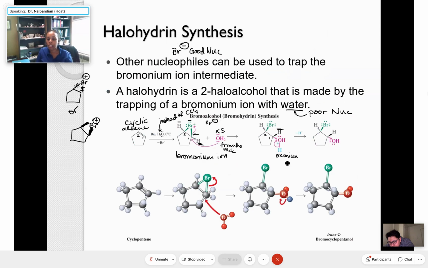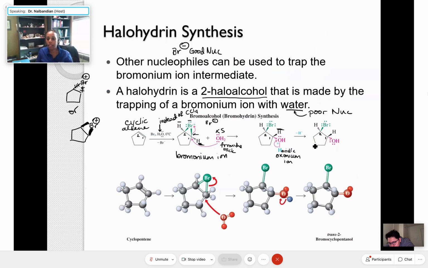What do we know about oxonium ions? We know that they are acidic, and so we can lose a proton from the middle of the bond to the oxygen, and then we end up with our alcohol. So this is called a 2-halo alcohol, because carbon 1 has the alcohol, carbon 2 has the halogen, so a 2-halo alcohol.